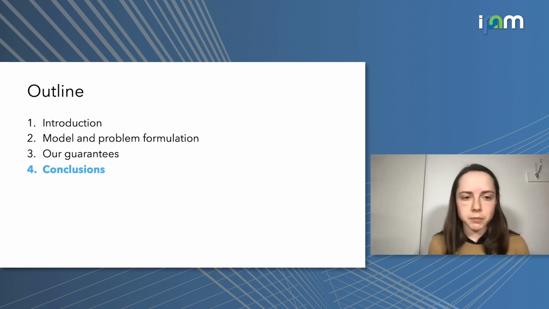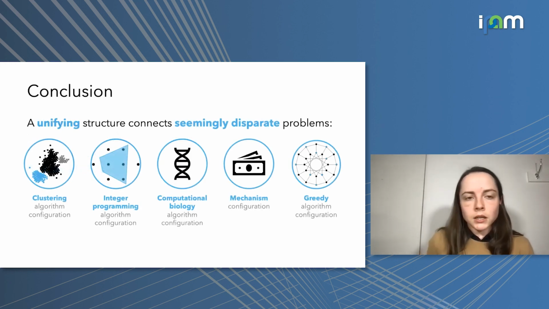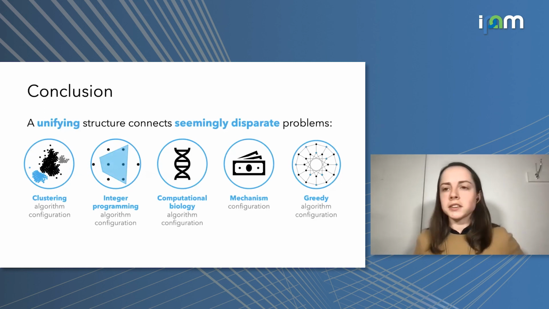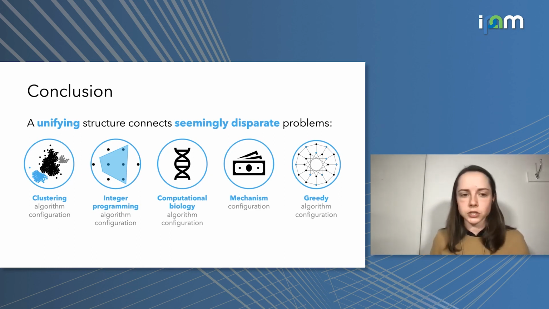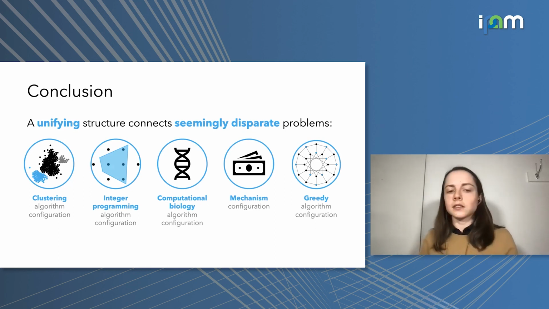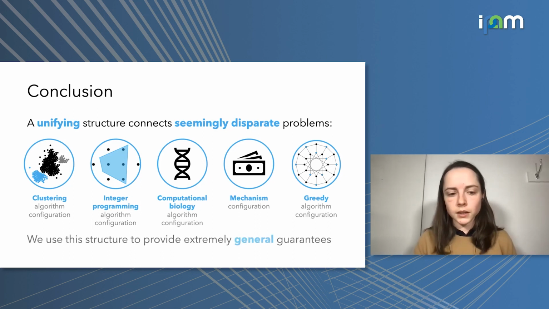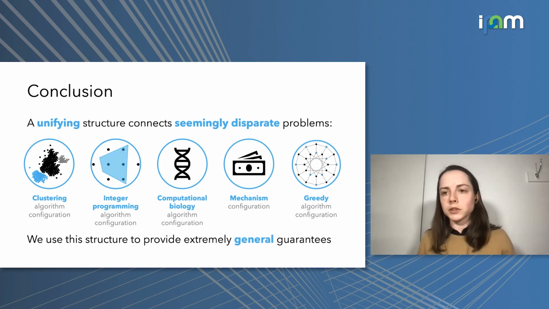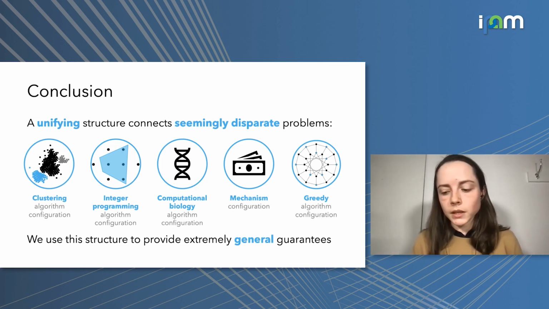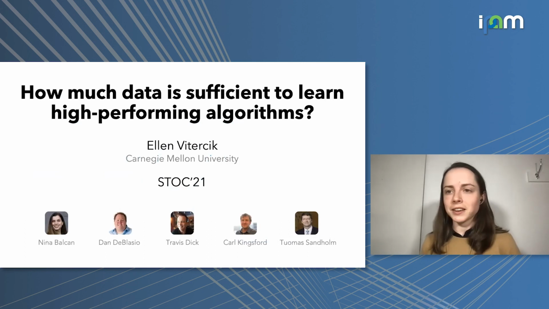Okay, so now I'm just going to wrap up with some conclusions. In this talk, I described a unifying structure, this piecewise structure, which connects these seemingly disparate problems from combinatorial algorithm configuration, clustering algorithm configuration, integer programming, computational biology, mechanism configuration from economics, and greedy algorithm configuration. And we saw that we can use this structure to provide extremely general guarantees for using machine learning to tune these algorithms' parameters. So with that, I'll wrap up and thank you, and I'll take any questions.